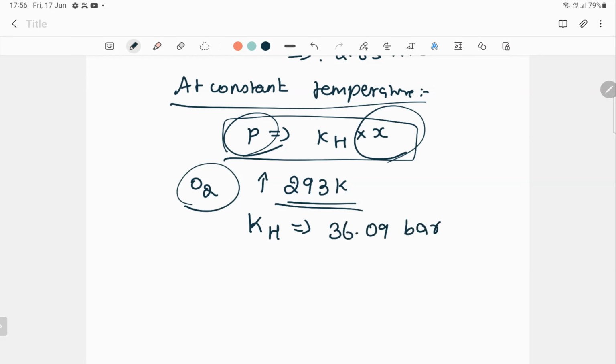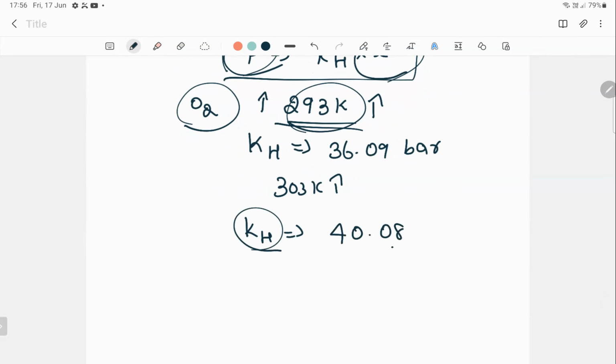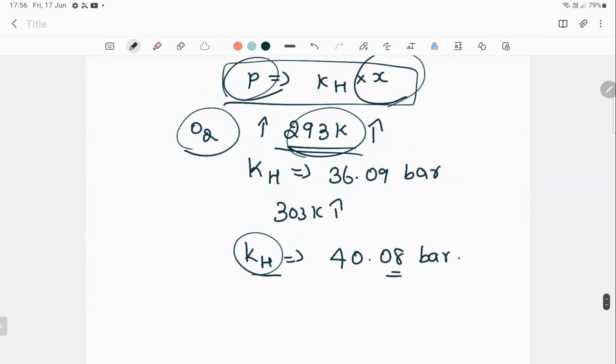Still, what happened? Again he increased the temperature, like 303 Kelvin. At that time, the Henry's law constant value is approximately 40.08. So from this he came to the conclusion that on increasing the temperature, the Henry's law constant is also increasing.